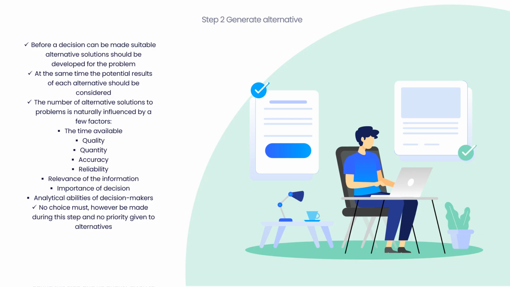The number of alternative solutions to problems is naturally influenced by a few factors. For instance, time available, quality, quantity, accuracy, reliability, relevance of information, importance of the decision, and analytical abilities of decision makers. We'll see this later when I'm talking about analytical abilities. The scientific method helps us, or empowers us, in terms of the analytical abilities of decision makers. No choice must, however, be made during this step, and no priority given to alternatives.